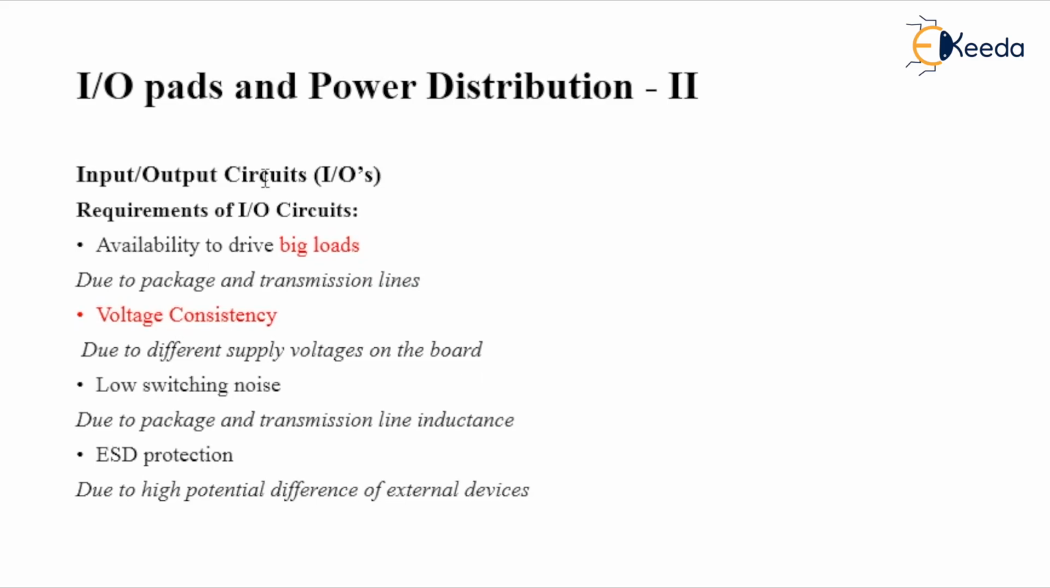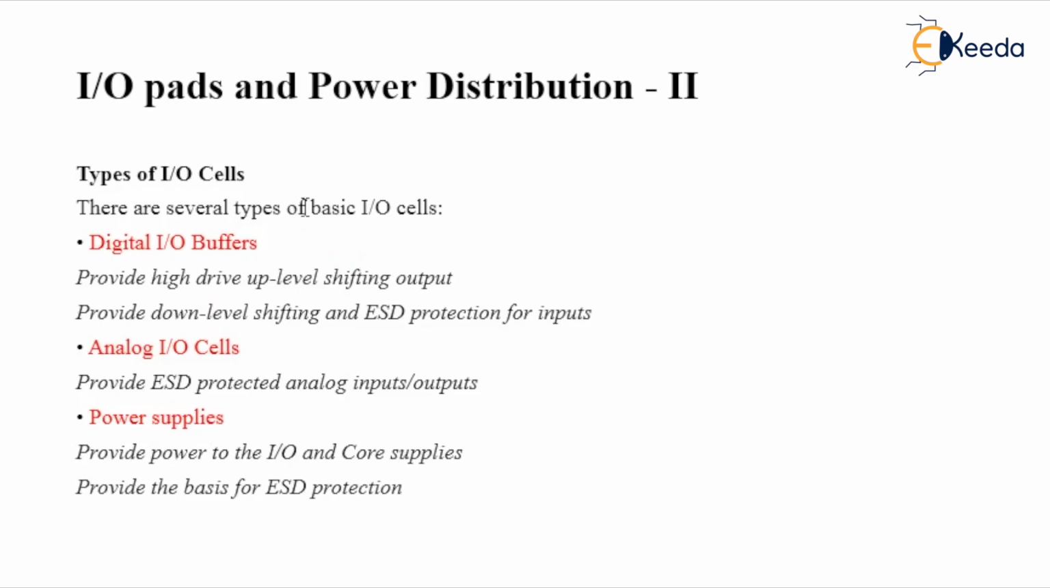Next, moving to the types of input/output circuits, there are several types of basic input/output cells. Let us discuss them. The first one is the digital input/output buffer. The second one is the analog input/output cell. The third one is the power supplies. The digital input/output buffers provide high drive and up level shifting output.